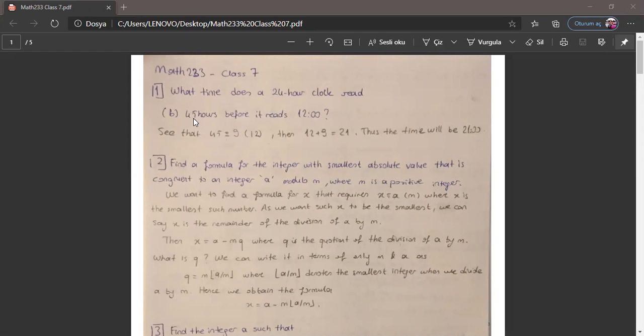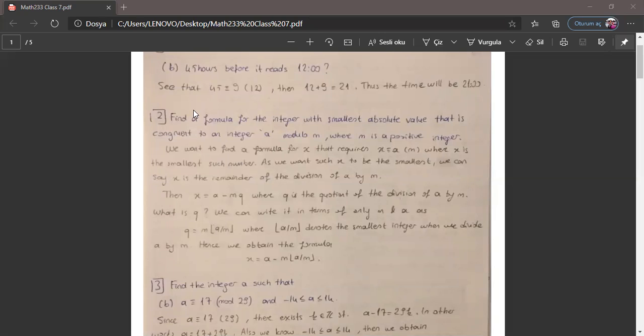So we need to know what this number 45 is congruent to modulo 12. Okay, so we see it's 9. Then we add this 9 to this number 12, we get 21. So after these 45 hours we will see 21 on the clock.